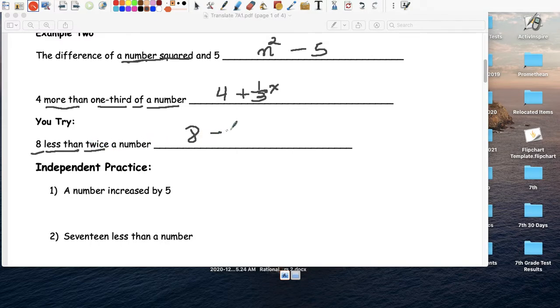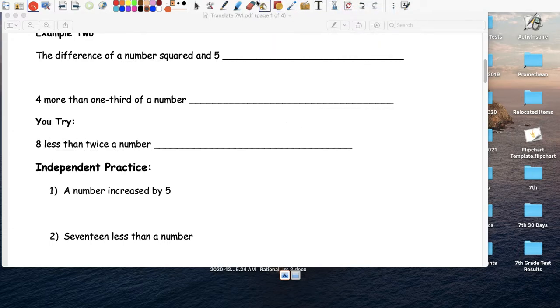Twice means 2 times. 2 times what? A number, let's call that number y. But be careful, it's a subtraction. Do I have to switch? Yes, I do. Then I do 2y minus 8. Let me just lower this a little bit.